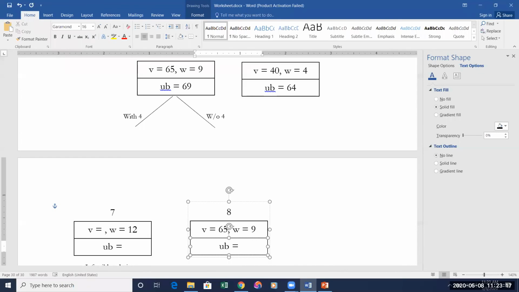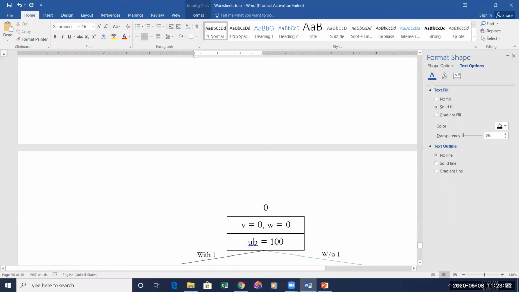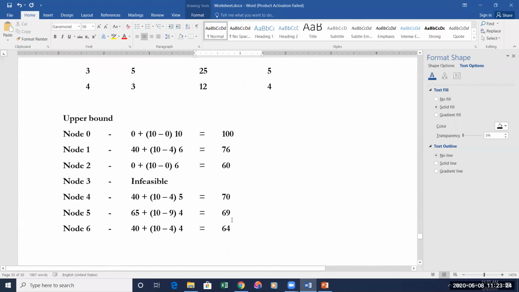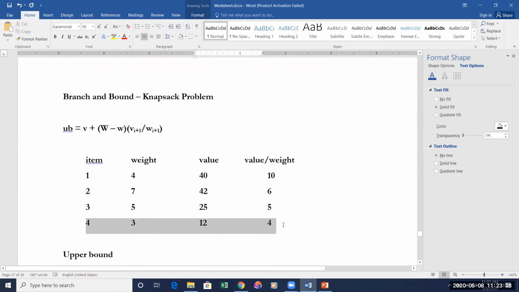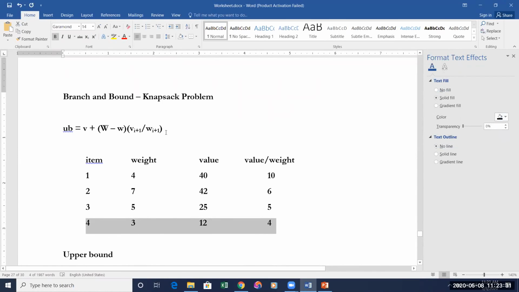Now we are in the last level. When you are in the last level, you are not able to apply the formula. You can't apply this formula because you are currently considering the fourth item, and there is no next item, isn't it? You cannot multiply the value by weight ratio of the next because there is no next item. But this is one step that you have to concentrate on. So when you are in the last level, you cannot apply the upper bound formula.